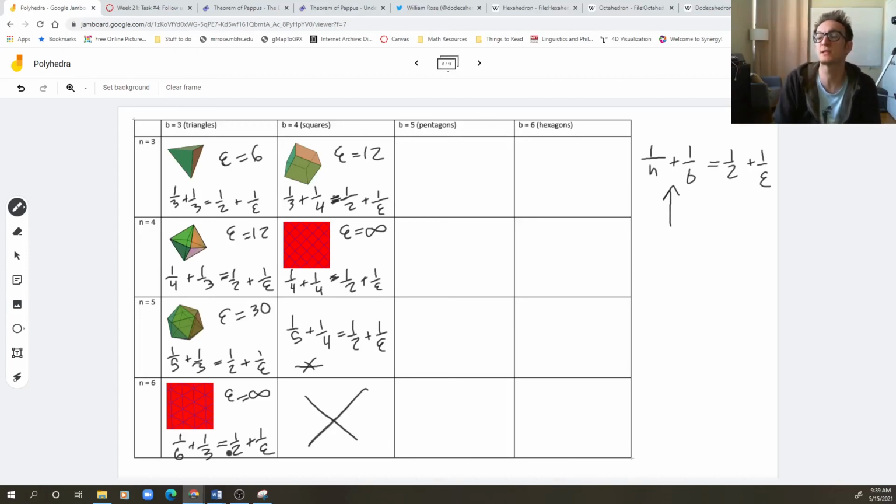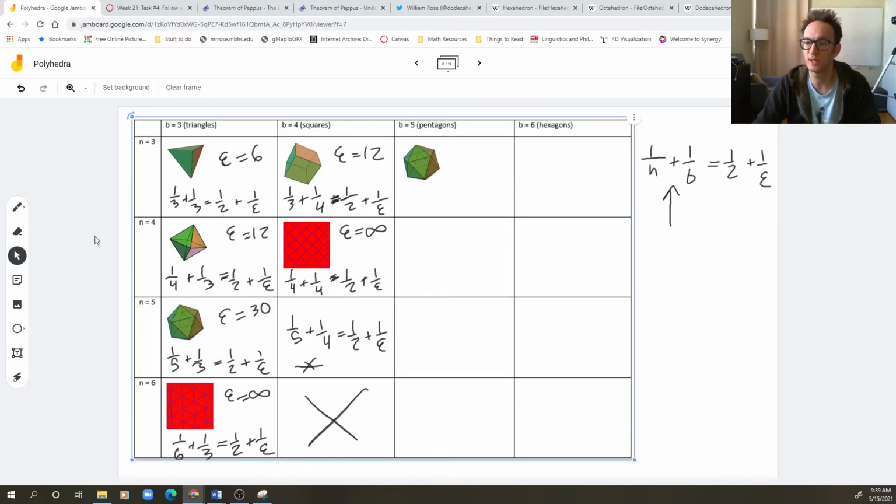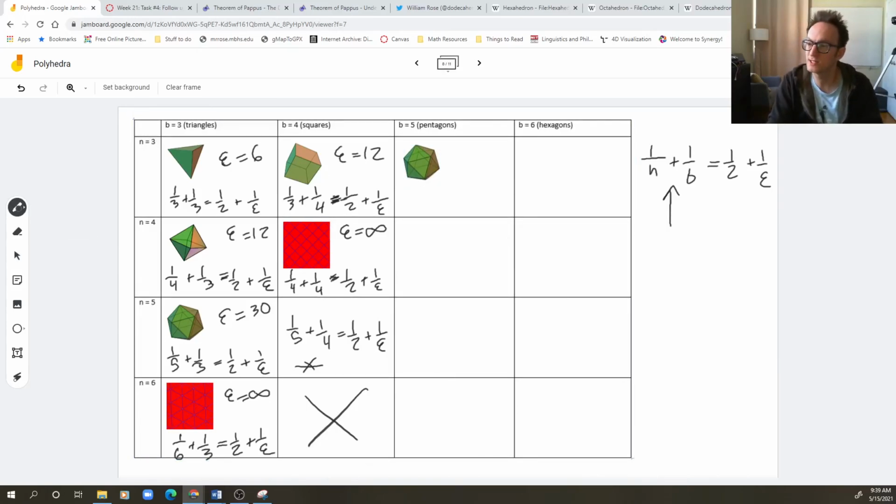And so for all of these, you just get kind of nothing. Okay, last one, what if you're having pentagons with 3 meeting at a vertex? Well, that we can do. That is the icosahedron. So, boom, boom, boom, boom. And this is what we get. And then what is the math here? N is 3, so I get 1/3 plus 1/5 equals 1/2 plus 1 over epsilon. And again, I've already done this arithmetic over here, and we're going to get that there are in fact 30 edges in an icosahedron.